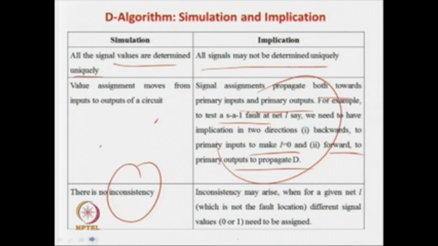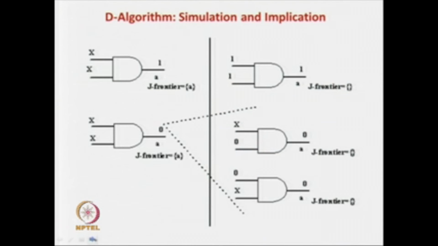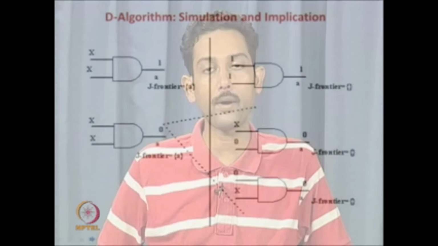But in case of implication, a lot of inconsistencies can be there, because for the same net you may have to assign a 0 and then a 1. While you are propagating the fault value, you have to assign a 1, but for the justification case it says that you have to apply a 0. Such cases we have already seen in the last lecture, and we will also be seeing them in detail in the next lecture. Then it will say that it is an inconsistency. But in case of simulation, there is no question of any kind of inconsistency, because some inputs are there, and you get a unique output.